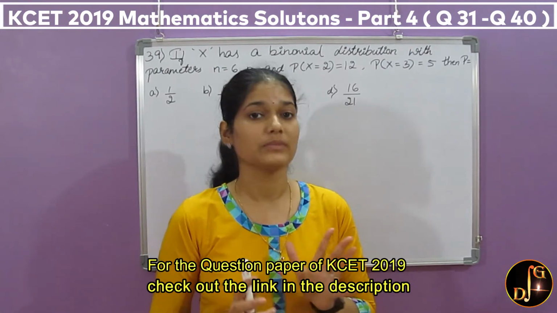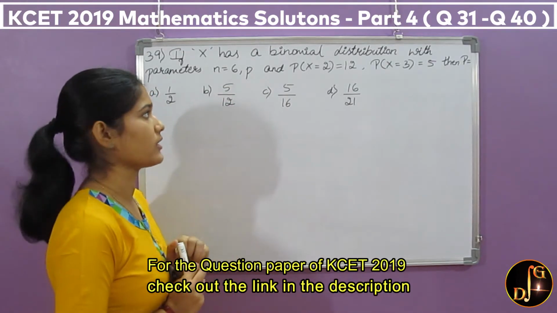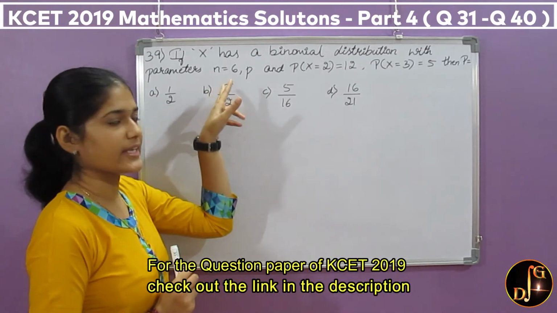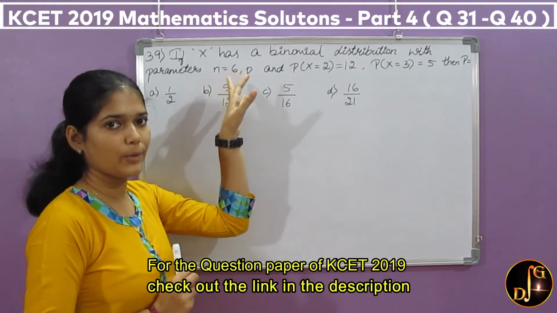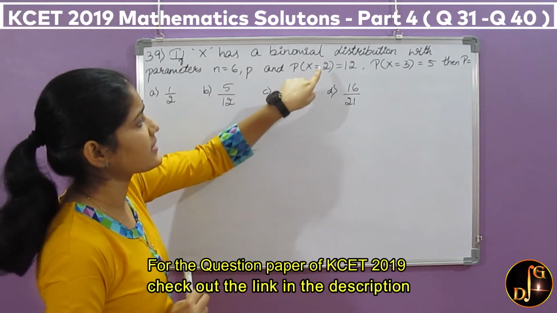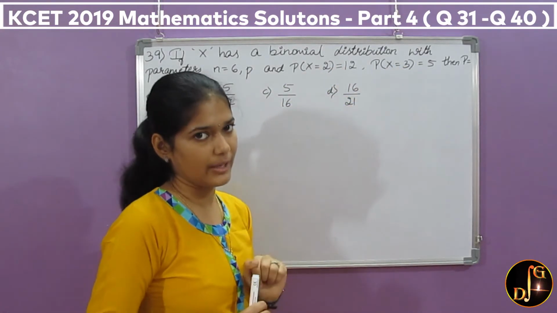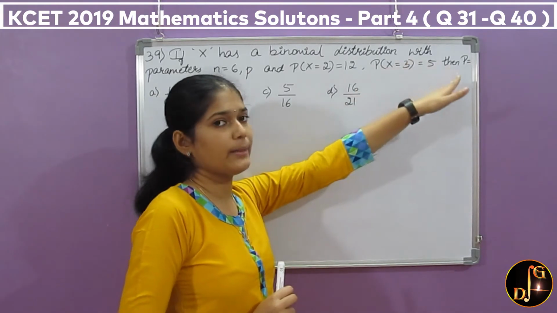In this problem, they have given x as a binomial distribution with the parameters n is equal to 6 and the probability p. Also given that probability of x is equal to 2 is 12 and probability of x is equal to 3 is 5. And we have to find p.